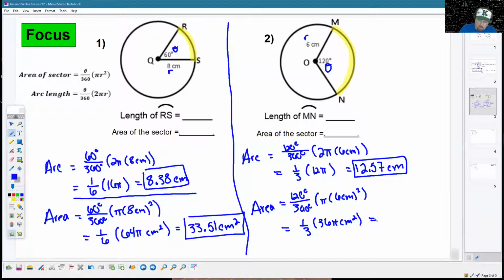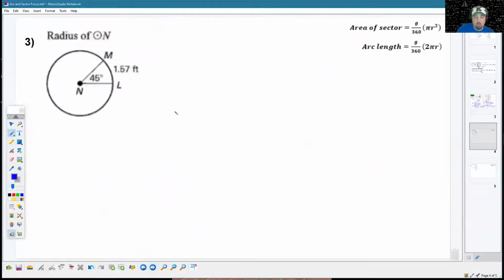So 1/3 of 36 is 12, and we're going to multiply that by pi. So 37.70 is what I got, and it's measured in centimeters squared. So it's the direct calculations. Plug in your radius, plug in your central angle. You're going to have to use a calculator for this one. Just be careful. All right, so we're going to do this one.